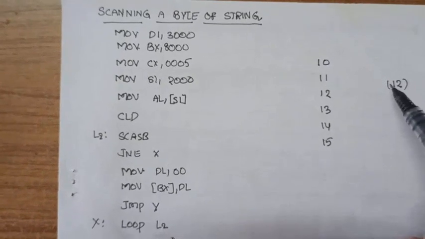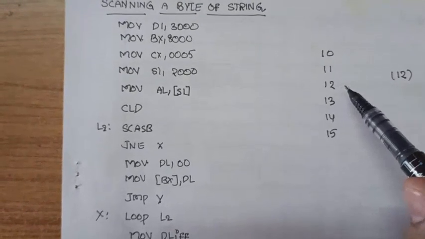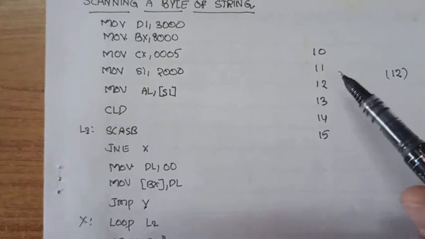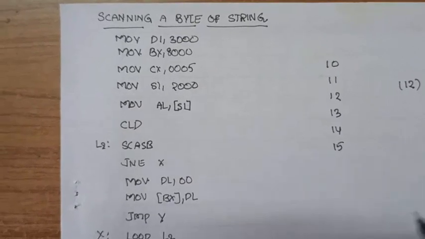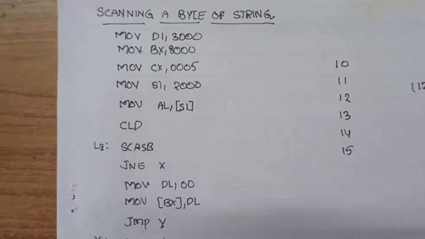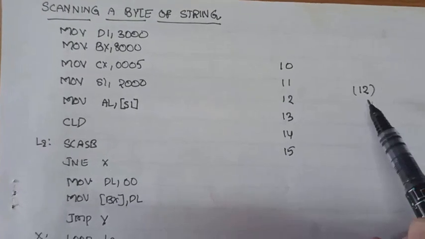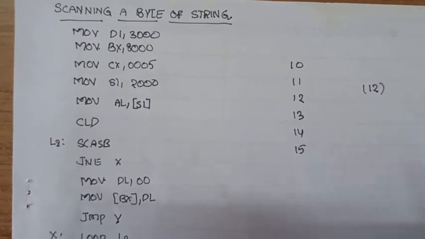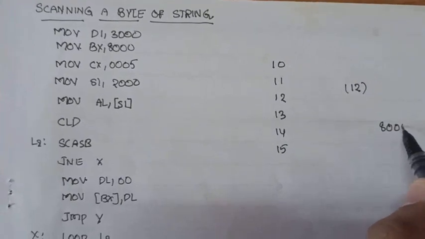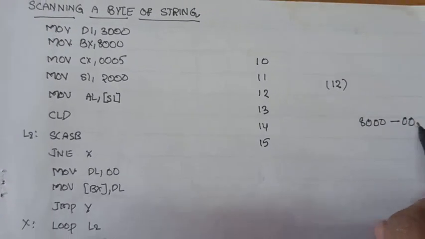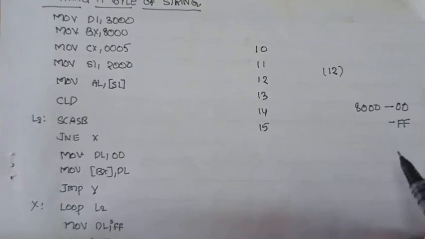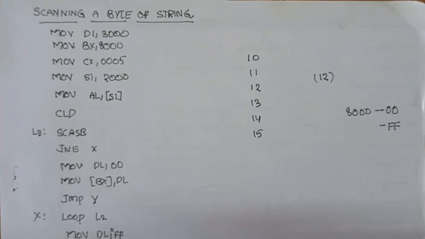If the same data is found, then we do some operation. If the same data is not found in the given string, then another operation. For this program, if the data is found in the given string, then in memory location 8000 the output should be 00. If not found, the same location should be loaded with FF. So this is the logic of the program.